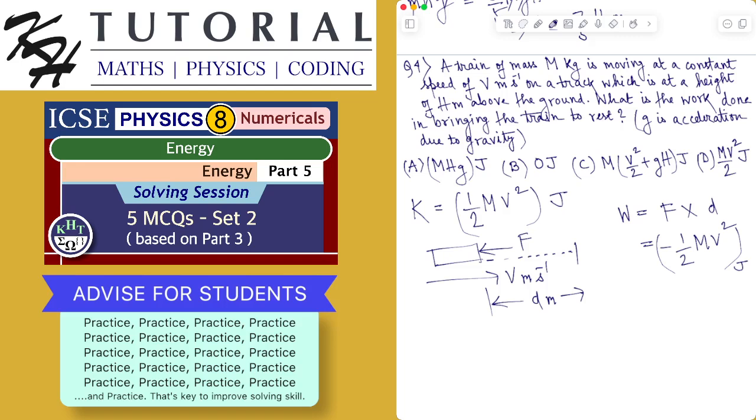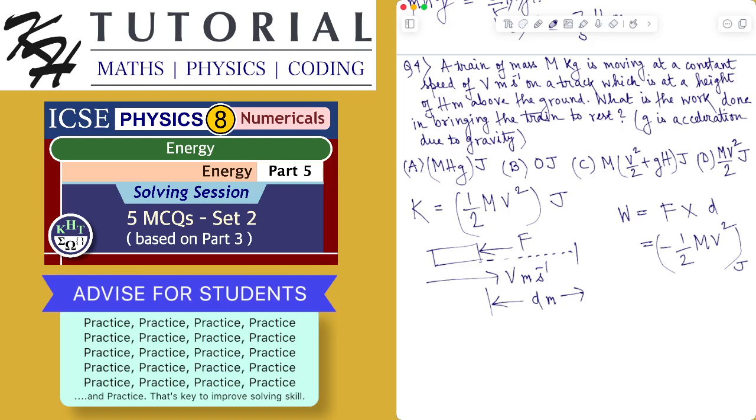because the force that has to be applied on the train to put the train to rest has to be applied opposite to the direction of motion of the train. If the direction of the force is opposite to the direction of the displacement, then a negative work is done. Obviously, the magnitude of the work done should be equal to the energy lost by the train, which is half mv square. That's why the work done should be minus half mv square.